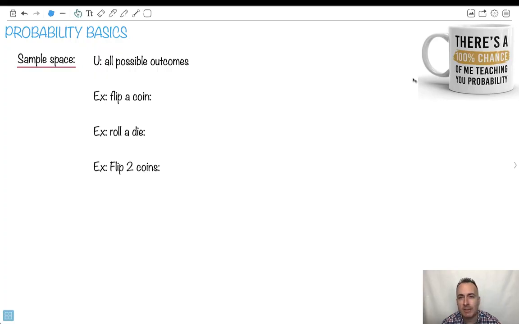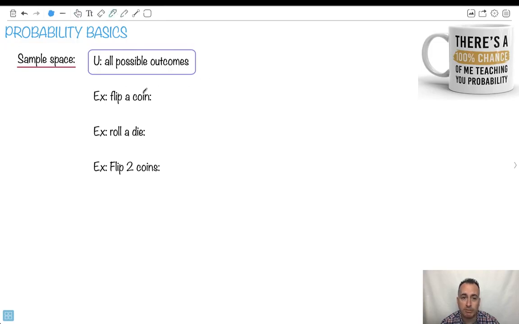So I'm going to start by just introducing you to some of the terms that we're going to be using later on. The first thing is called a sample space. I think it's important. We call it U, and that's just all the possible outcomes. It's a fairly simplistic idea, but let me show you how to use it.